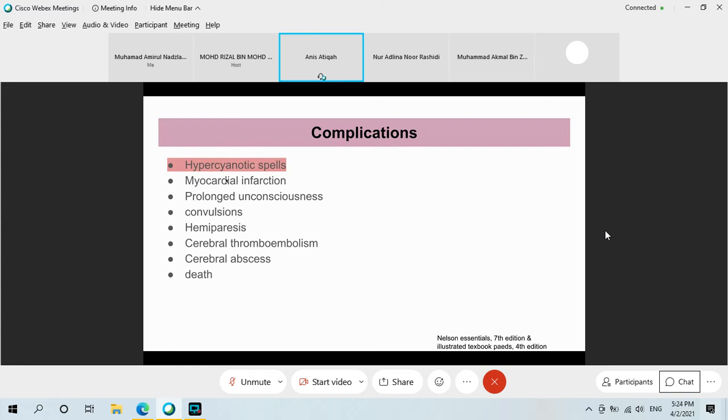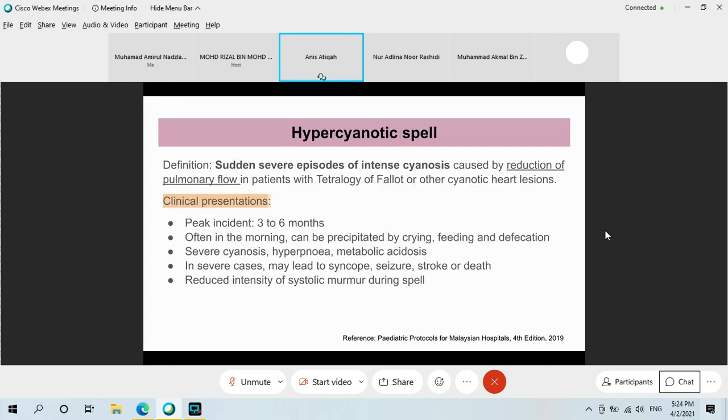That's why once a patient presents with hypercyanotic spells, it is important to take further management. What are hypercyanotic spells? Again, it's the same as hypoxic spell and also TET spell. It means sudden severe episodes of intense cyanosis caused by reduction of pulmonary flow in patients with TOF or other cyanotic heart lesions.